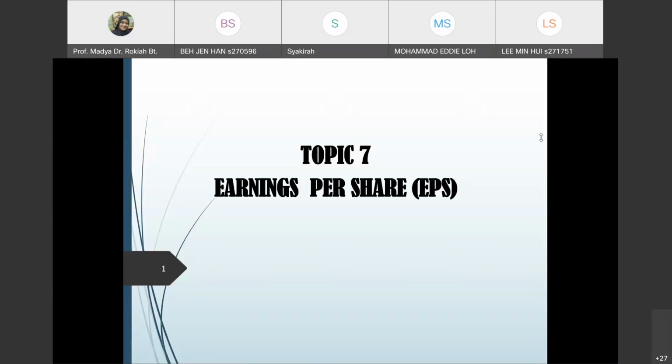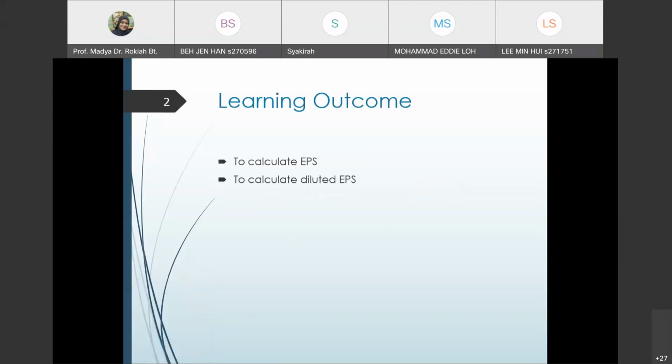Okay, so we're going to proceed with the earning per share. For earning per share, there are only two things. Actually, the item earning per share is on the face of your income statement, so you're going to find there is an earning per share.